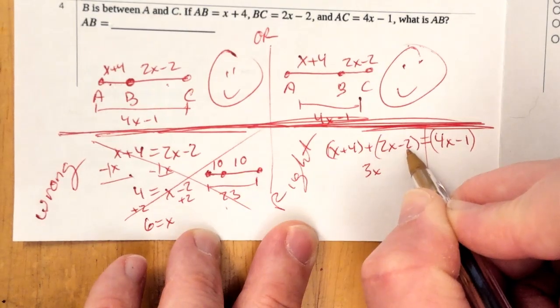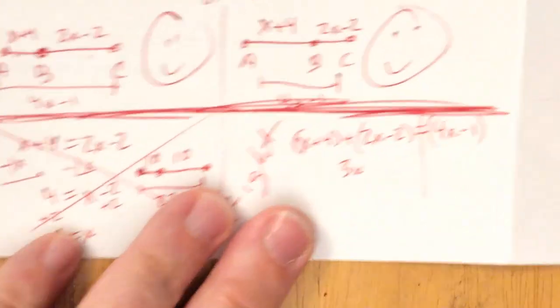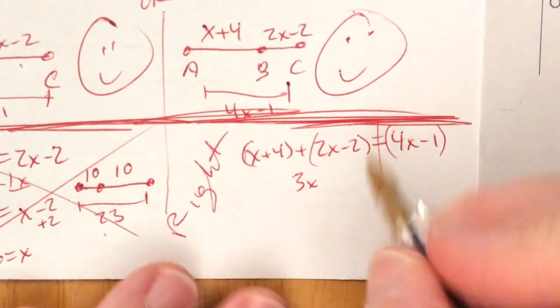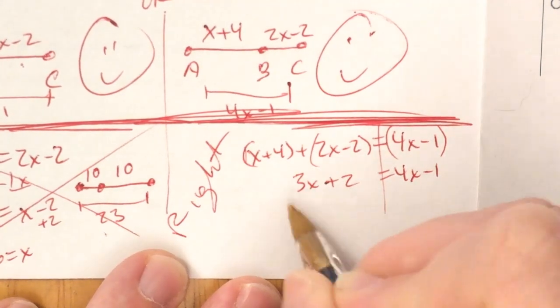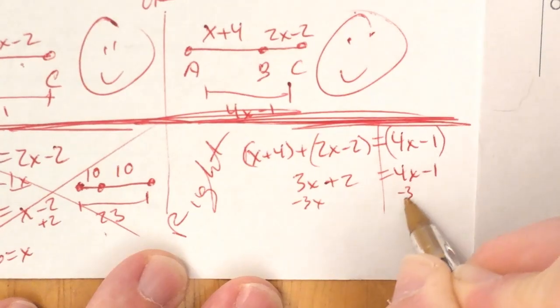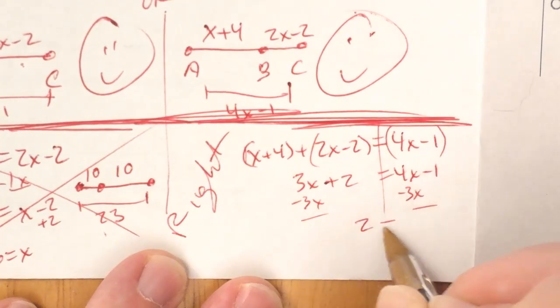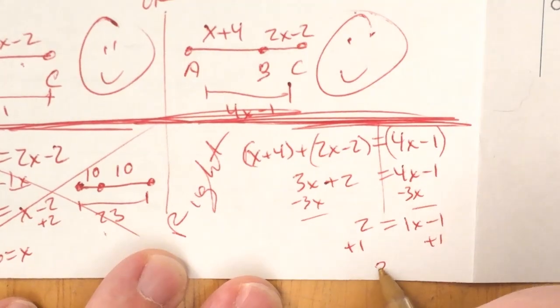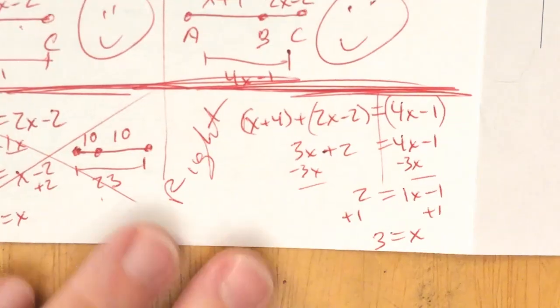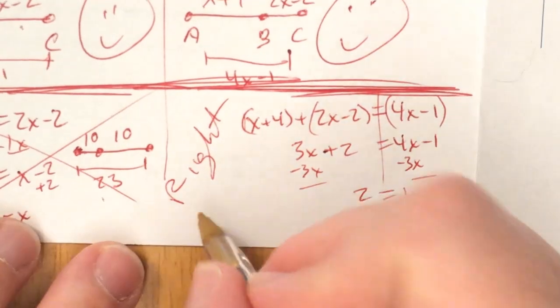4 plus a negative 2. Here, I'll zoom in a little more. 4 plus a negative 2, that's plus 2, equals 4x minus 1. All right, I'm going to subtract 3x from both sides. I get a positive 2 is equal to 1x minus 1. Add 1 to both sides. I get 3 is equal to x. Now let's plug it back in. Plug it back into the picture.